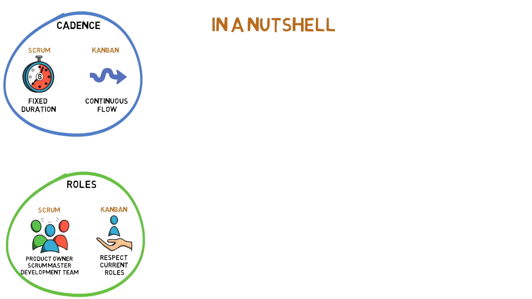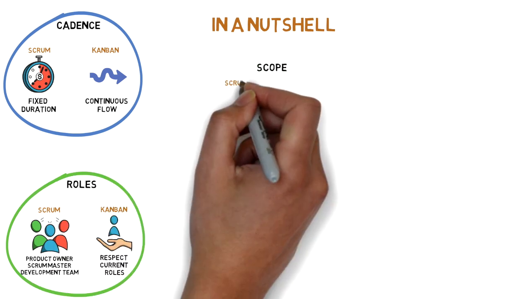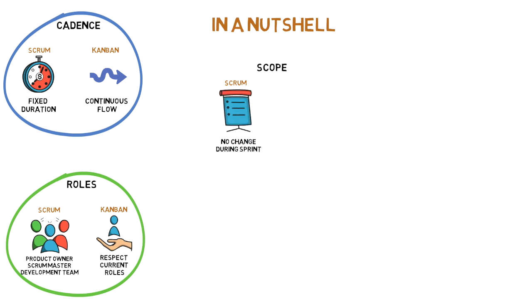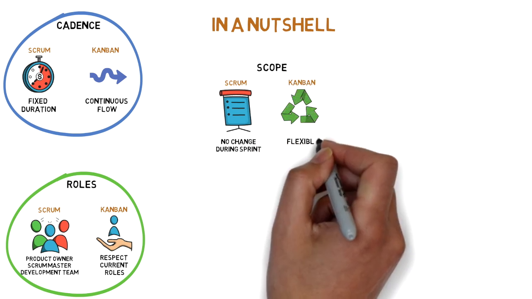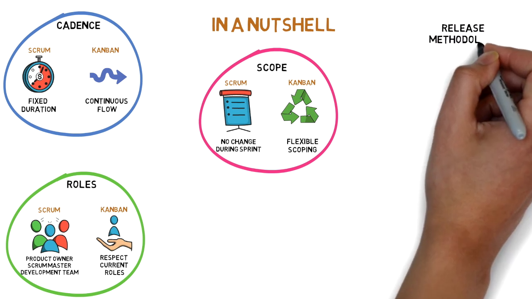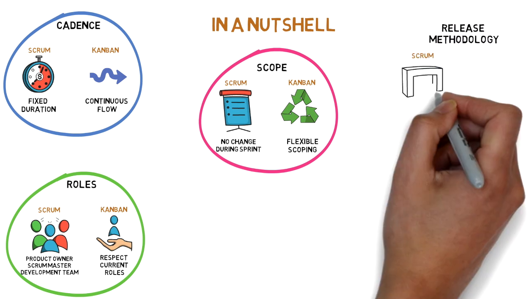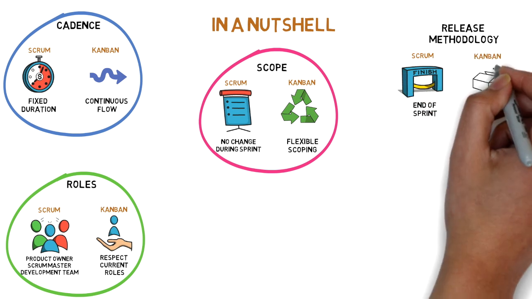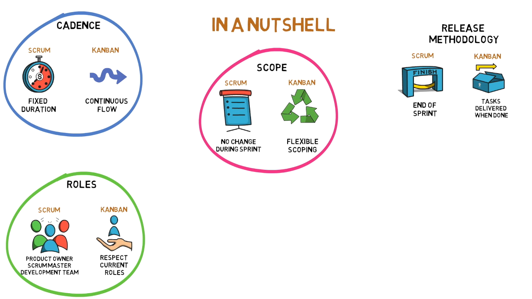In Scrum, once a sprint has started, the sprint backlog cannot be altered until the end of the sprint, so teams should not make any changes during the sprints. While Kanban is based on flexible scoping. Scope can be modified at any time, but the number of tasks is limited at each stage with the work in progress limit. For the way these frameworks release their work, in Scrum, work is delivered in batches at the end of each sprint. In Kanban, as it is a continuous flow process, each task is delivered when it's completed.